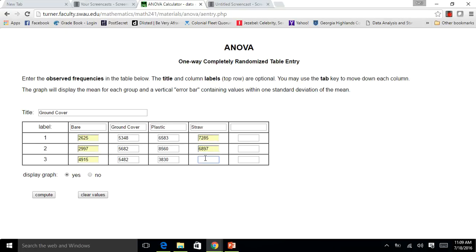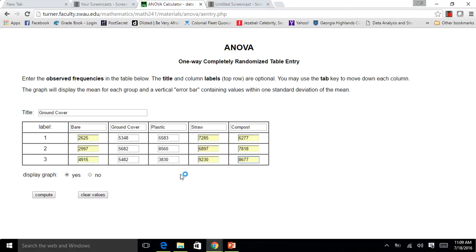6897. 9230. As again, you can see that I did this before. Compost. This one is 6277. This one is 7818. And this one is 8677.